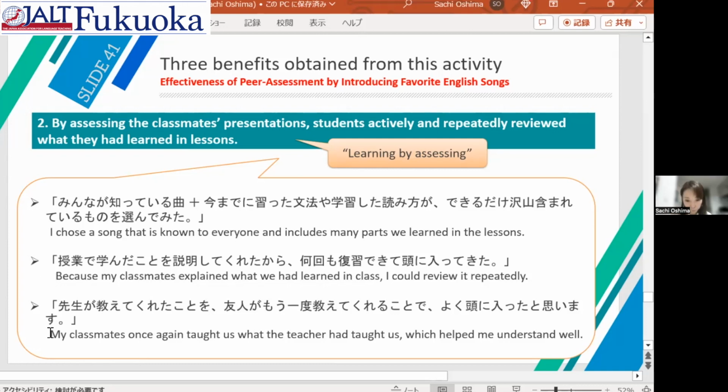And the last comment is, my classmate once again taught us what the teacher had taught us, which helped me understand well. Yeah, so I taught my students once, but after that, the students repeatedly made presentations, 10 groups. So the students repeatedly review and learn. By being the audience, by assessing the classmates' presentations, they learn.